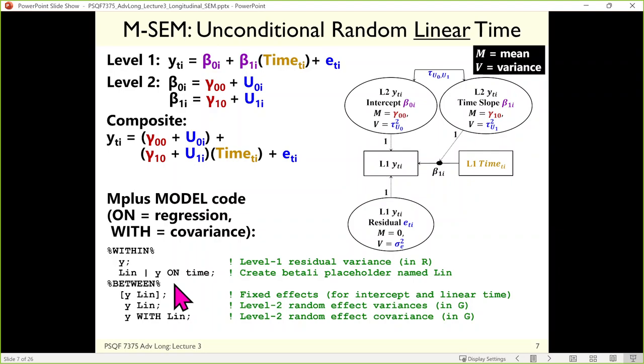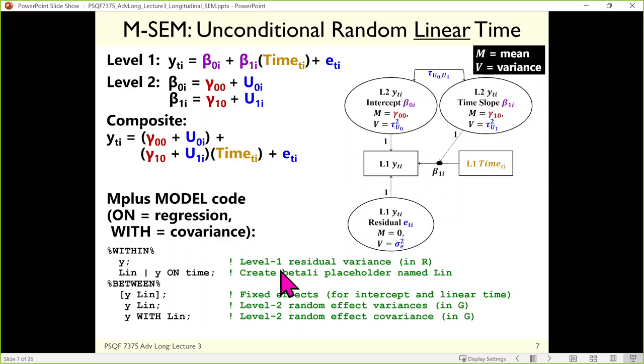So lin is a placeholder for the idea that we need a beta 1. Beta 1, as the lin variable, has all of its parameters in the level 2 model. So the variance of the linear slope across people is the lin that's listed by itself here. The covariance between the intercept and the linear slope is this with statement. And then in brackets, those are either means or intercepts. Intercepts are things that are predicted. Means are for variables that are not predicted. And so these would be the fixed intercept and the fixed linear slope. Okay, makes sense so far?